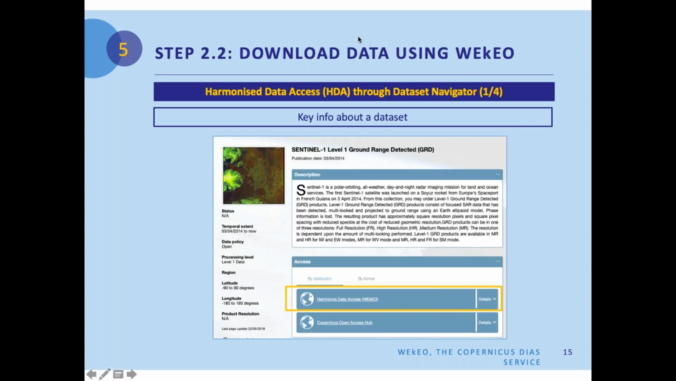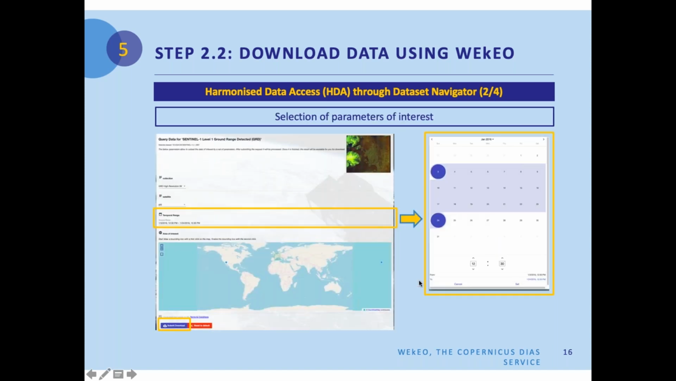So if we go to the first option through the Dataset Navigator, once we have found one dataset of interest, we can just go to this section, Harmonized Data Access on WEkEO. Here there will appear some parameters for us to select. And as I was saying, we can just select the time range, for example, 2016, almost 1 month of data, and then select a geographical area. I don't know if you can see it properly here.